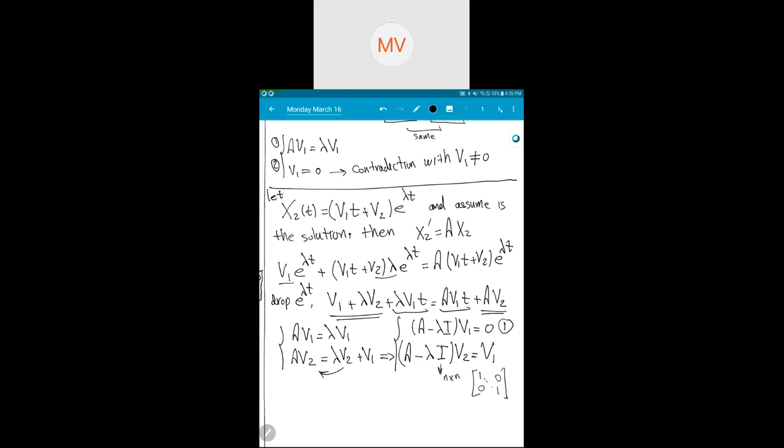Okay. Does anybody else have a question before someone answers this question? Why is that equation correct? Why do we already know (A minus lambda I) times v1 is 0?